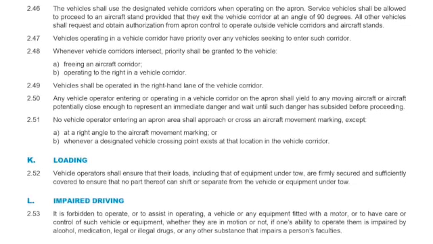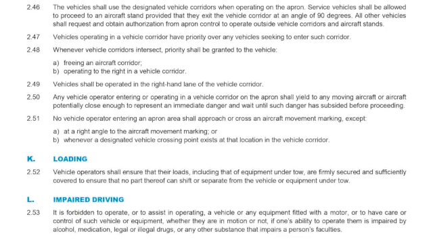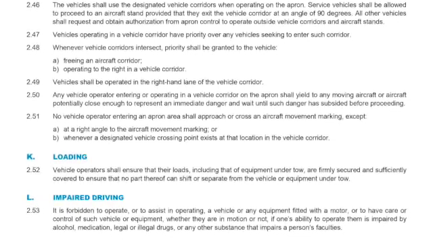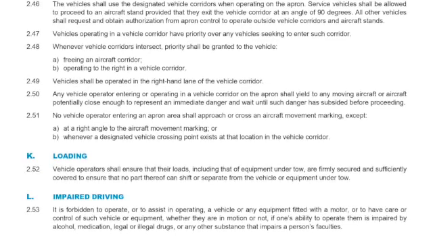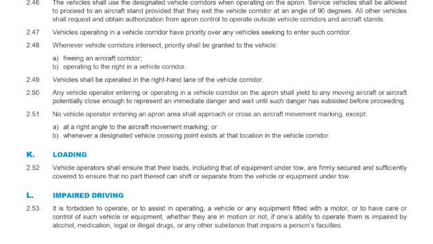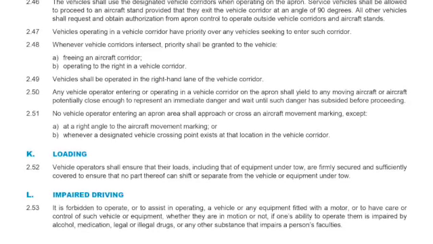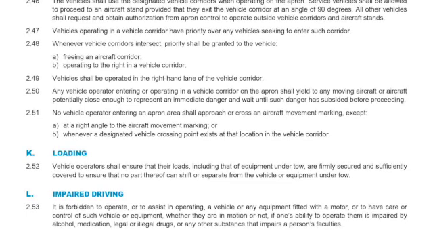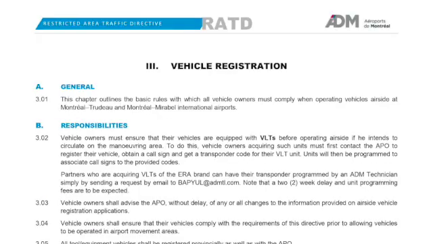L. Impaired driving. 53. It is forbidden to operate, or to assist in operating, a vehicle or any equipment fitted with a motor, or to have care or control of such vehicle or equipment, whether they are in motion or not, if one's ability to operate them is impaired by alcohol, medication, legal or illegal drugs, or any other substance that impairs a person's faculties.